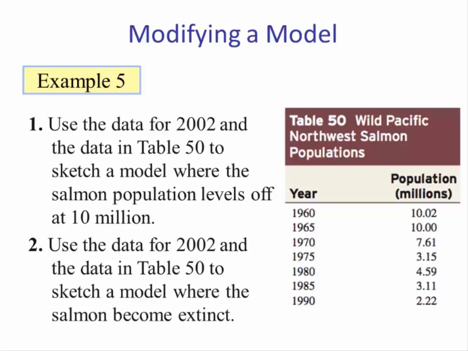Number 2. Use the data for 2002 and the data in Table 50 to sketch a model where the salmon become extinct. So this example is illustrating that we're going to come up with 2 different cases where we model this data. We add the additional data point, but we will end up with 2 different scenarios at the end. One will have the population leveling off, and the other will have the population becoming extinct.